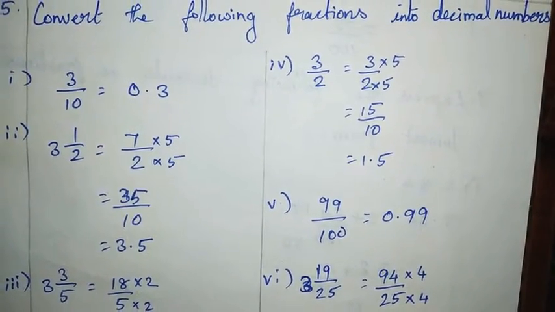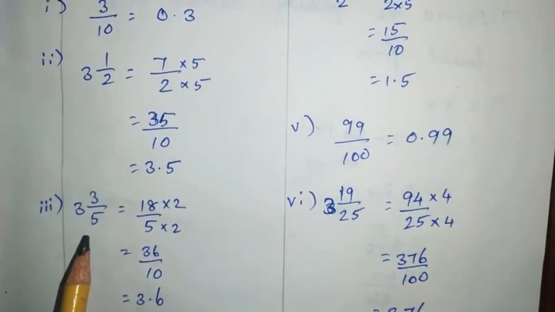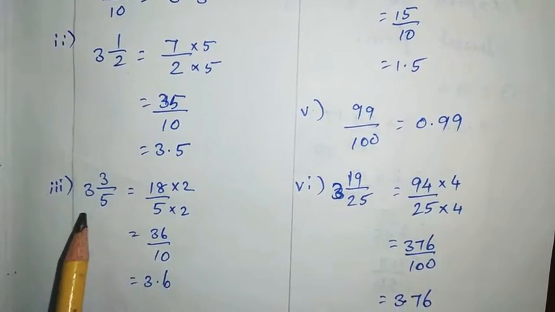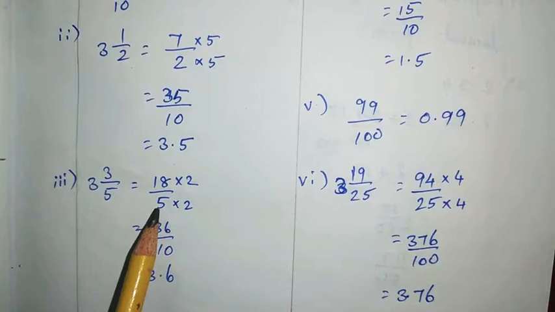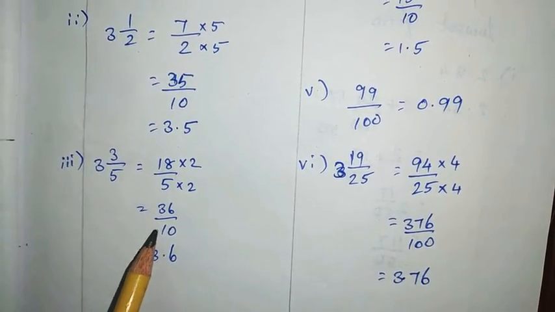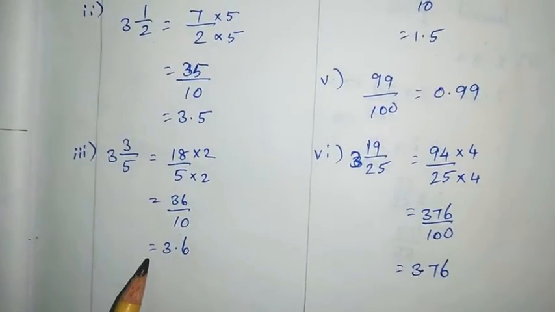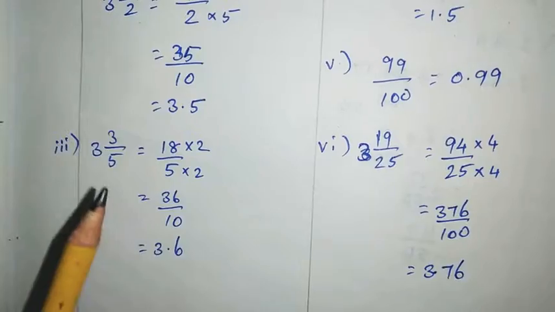Third sum is also 3 by 5. This sum is also given as a mixed fraction. First you have to convert it into an improper fraction. Then you have to make the denominator a multiple of 10. Then you take the decimal, that is 3 by 5 is equal to 3.6.